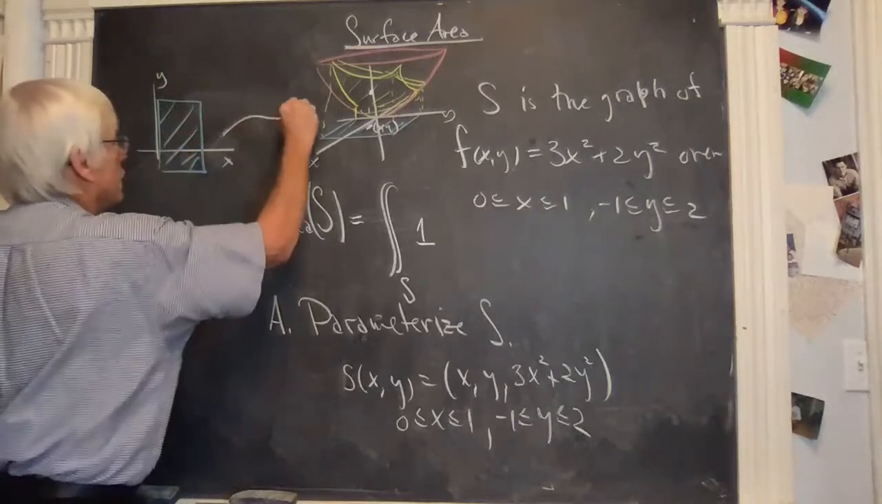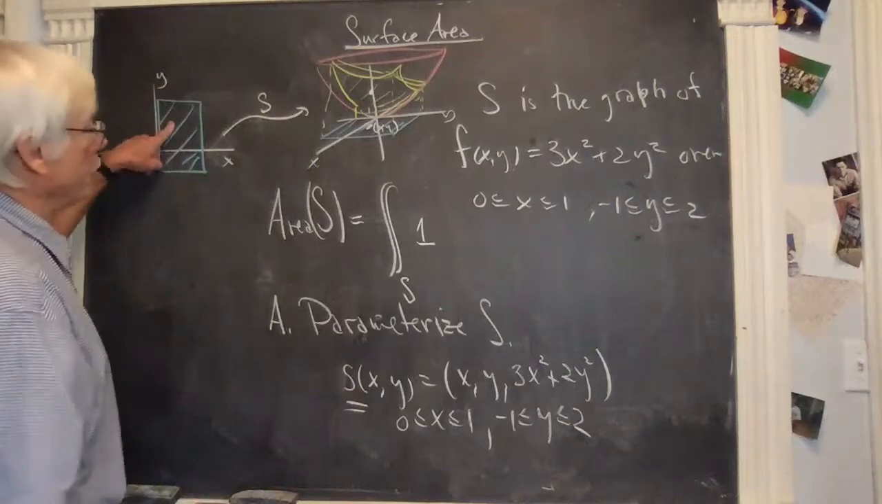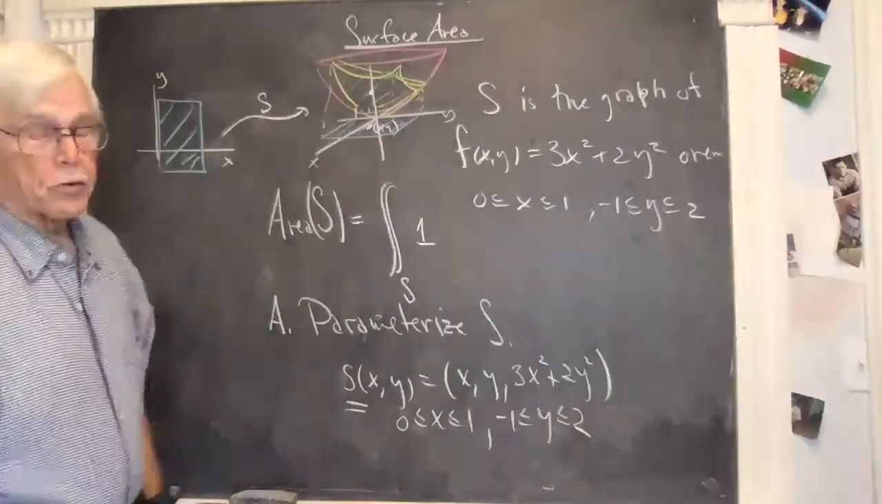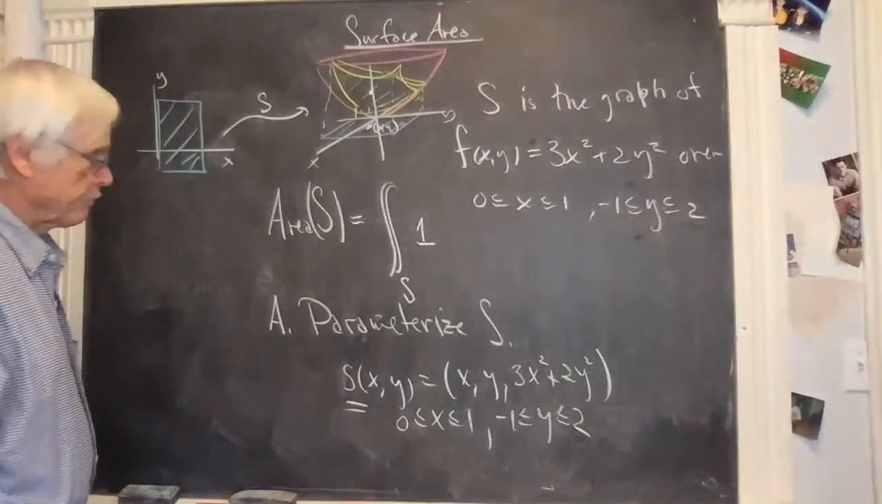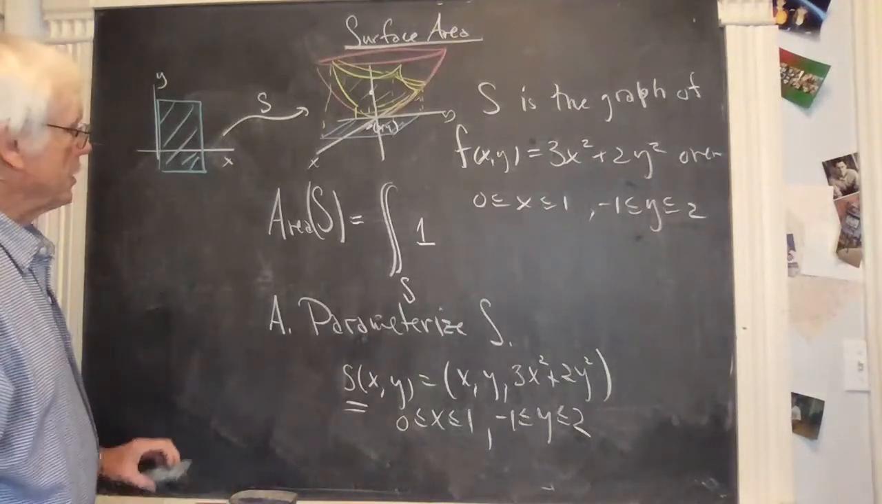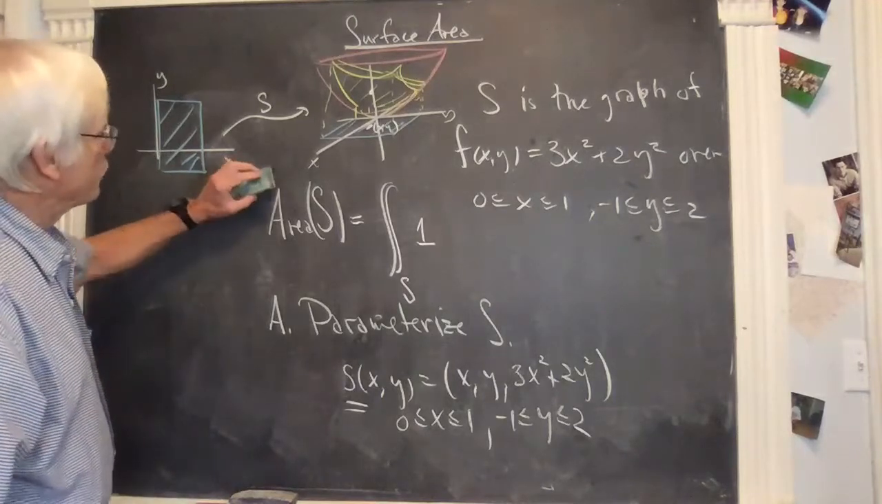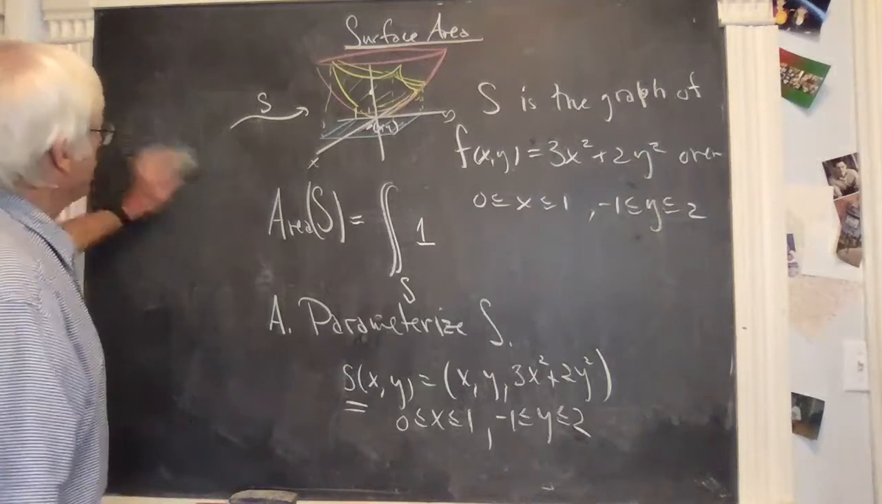So this function S of x, y takes points from here and maps onto the yellow surface. And so this is a parameterization. The next step after the parameterization, I need to erase some stuff here. Maybe we'll erase the picture.